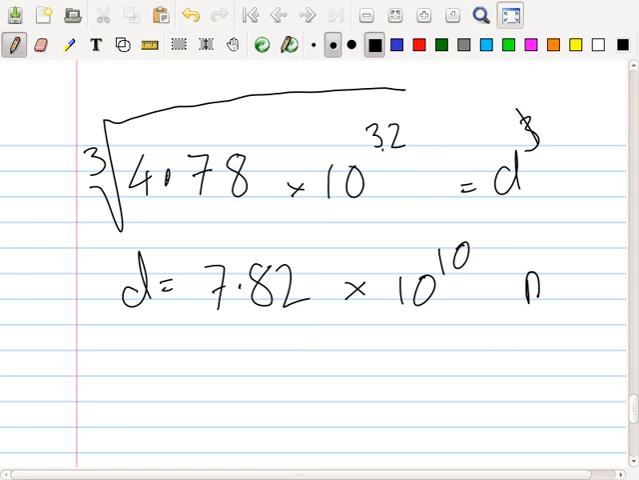I'll just assume nobody made a calculation mistake with this question. So that is the average distance between the sun and the earth. Sometimes it is more, sometimes it is less. That's the average distance.